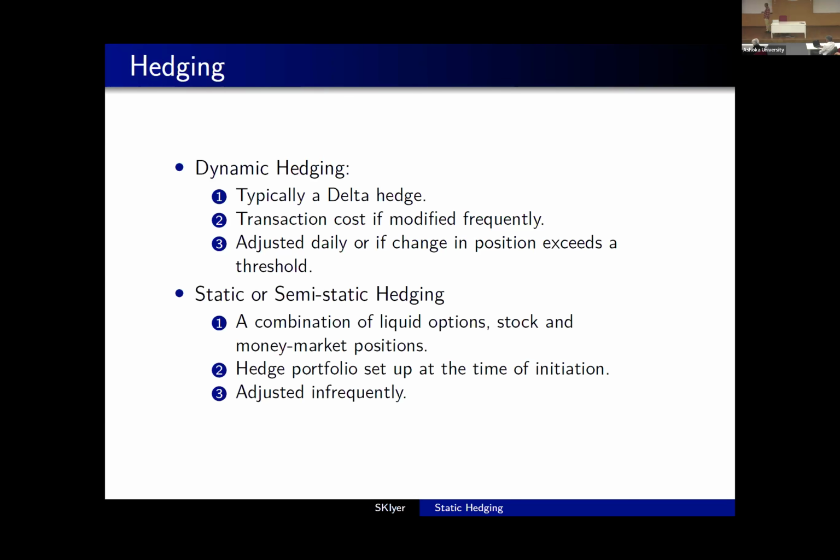In static or semi-static hedging, what one does is your hedge portfolio consists of a combination of liquid options, certain stock positions, and money market cash positions. The hedge portfolio is typically set up at the time of initiation of the contract, and it is adjusted infrequently.